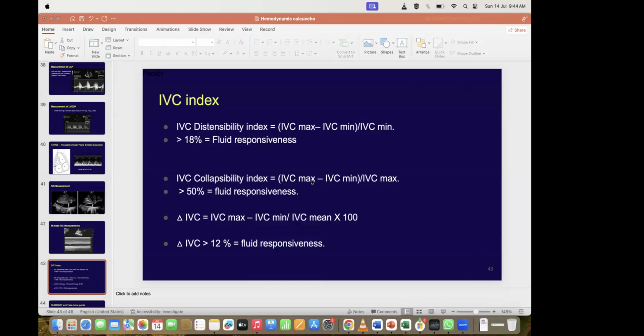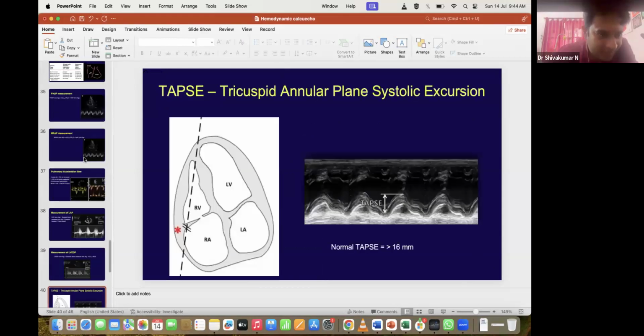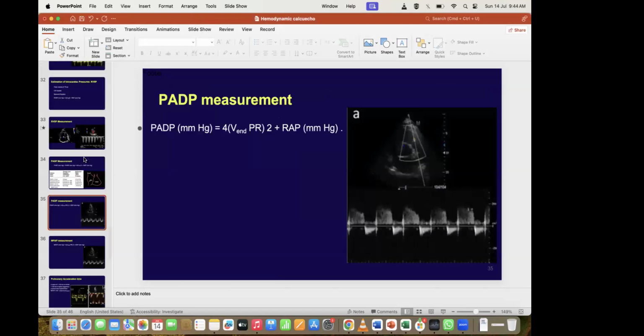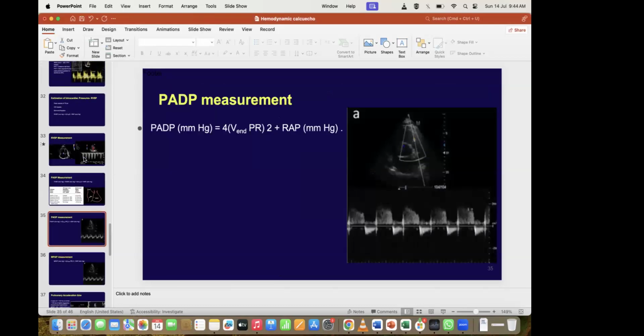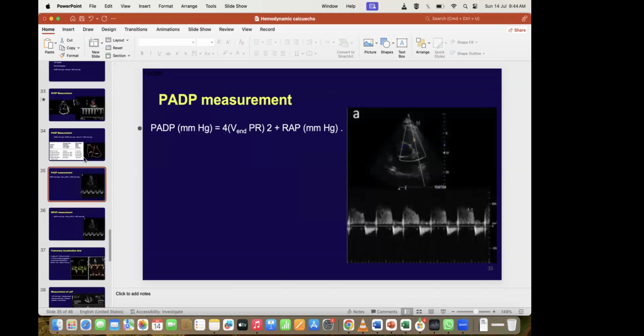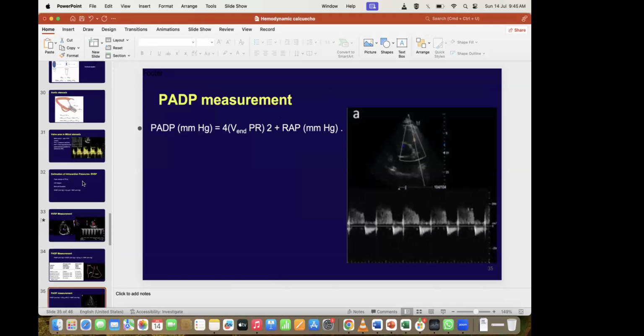Calculation of LVEDP in absence of AR. How do you calculate LVEDP in the absence of AR? LVEDP is the same as LAP, that is left atrial pressure, if the mitral valve is normal. LVEDP is the same as left atrial pressure in the presence of a normal mitral valve and normal compliance of the left ventricle.